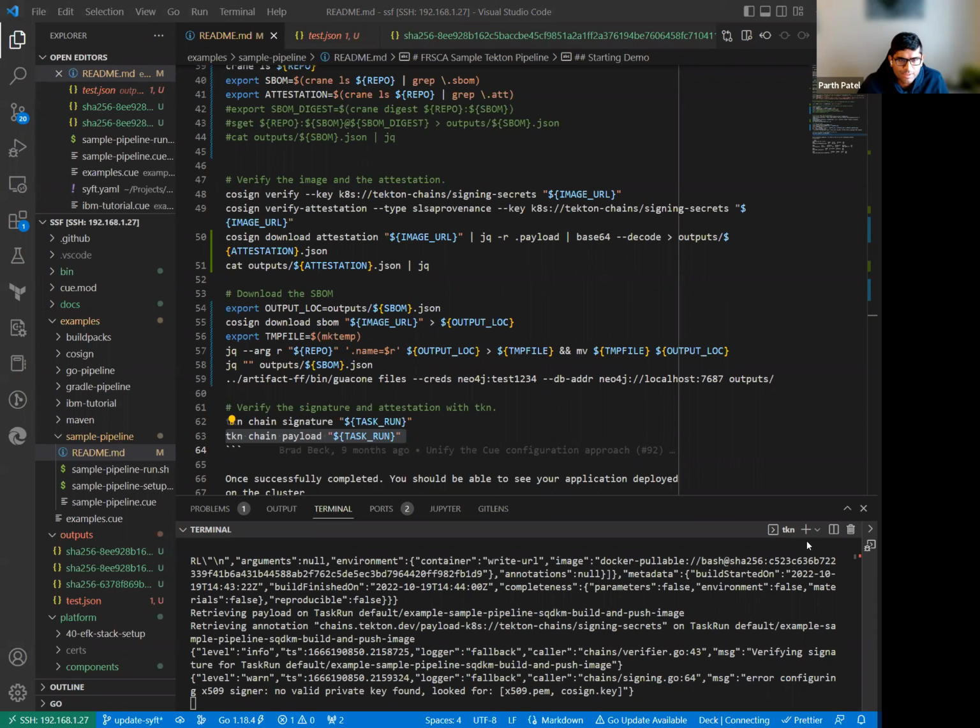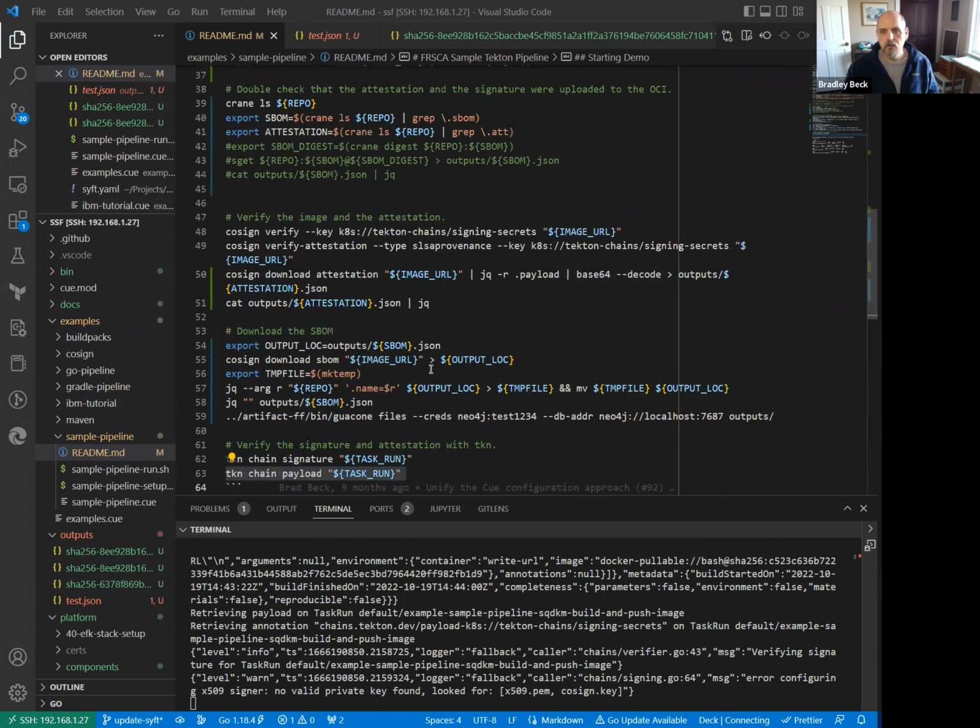Yeah, maybe it's getting confused with the two attestations. Huh. But I wasn't seeing anything weird in the attestations that I was looking at yesterday off of the task run itself. I was looking at the attestations for what ended up being the sample pipeline one, and they looked fine to me yesterday. So I don't know what's different.